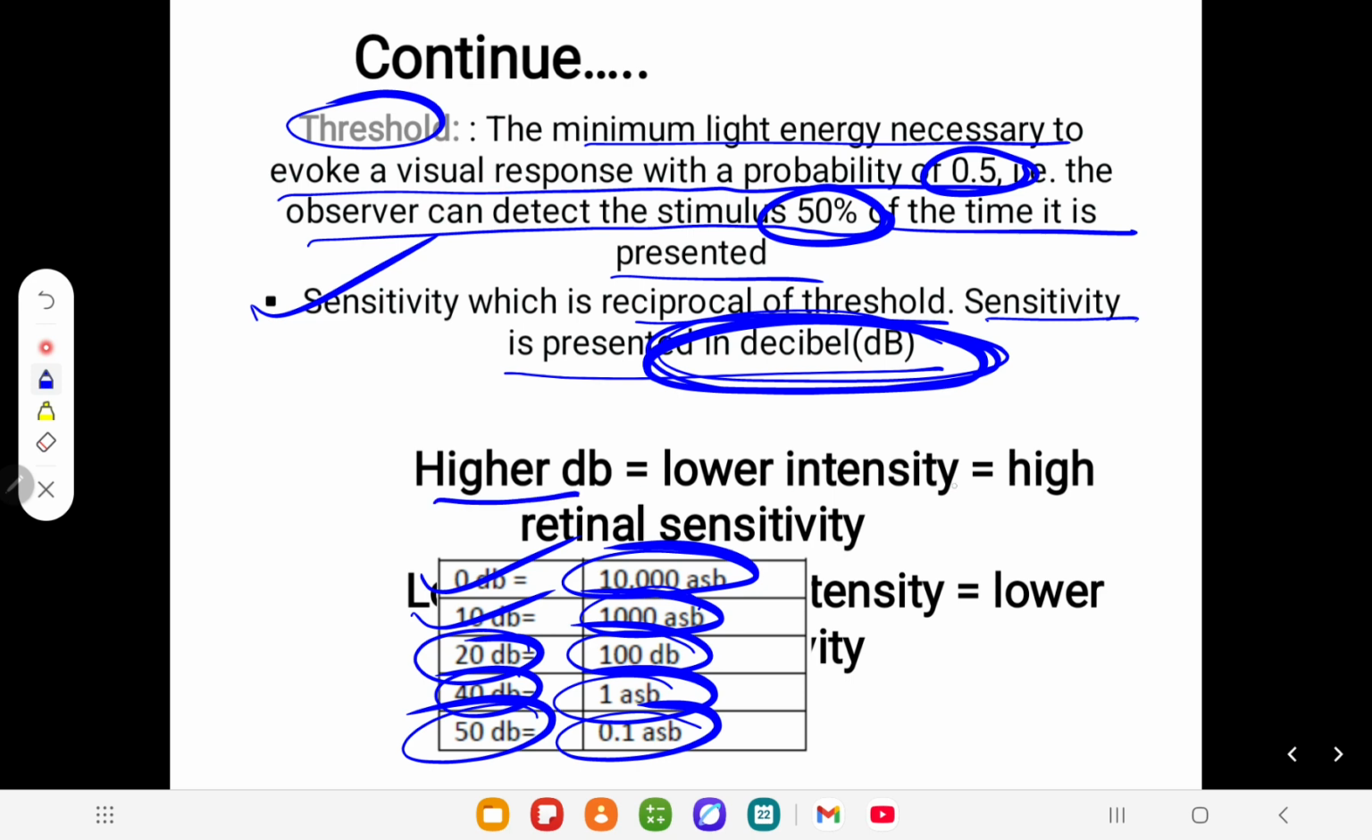So the higher the decibel, the lower the intensity. It means the higher the retinal sensitivity. The lower the decibel, the higher the intensity, which means the lower the retinal sensitivity. It's very important to understand.